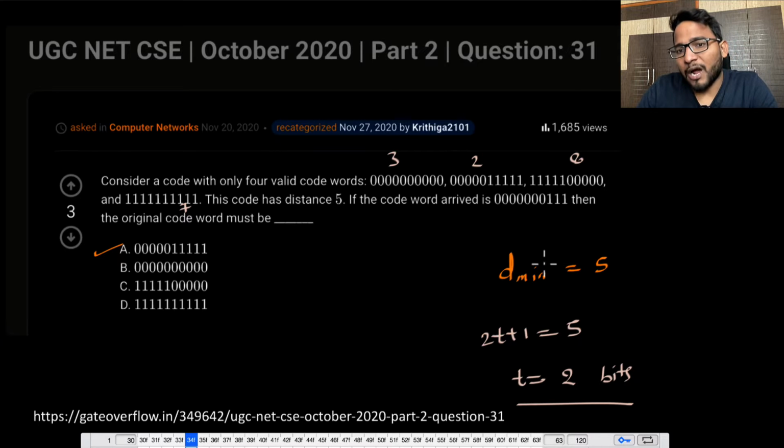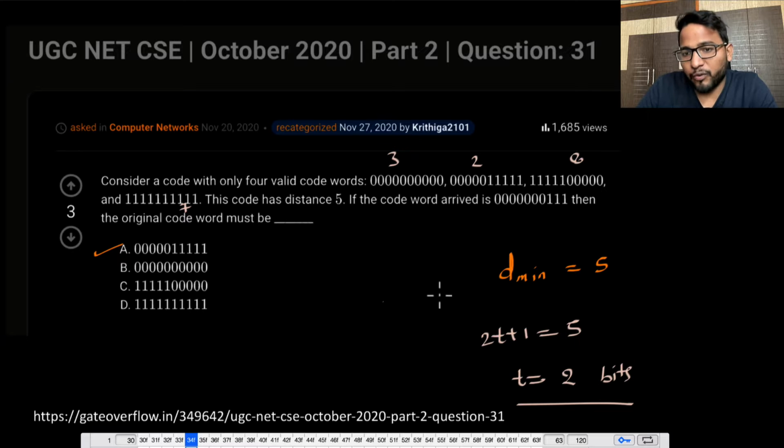Now if you ask me why this is not the correct option, then the answer is: suppose this is the correct option, then the Hamming distance between these two is 3, and can you correct 3 bits of error? The answer is no. With a minimum Hamming distance of 5, you cannot correct 3 bits of error. So you can correct only up to 2 bits of error. If some valid code word had a minimum Hamming distance of 1, then you would be confused about whether this is the valid code word or that is the valid code word.